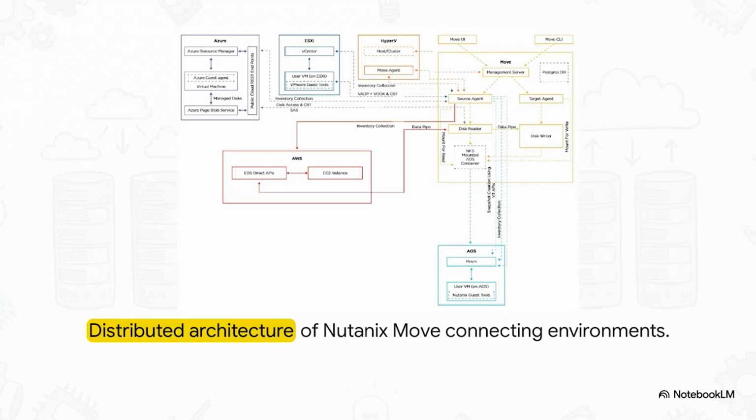Take a moment to just absorb this architectural diagram. Notice the Move management server sitting right there in the middle, orchestrating communication between the source and target environments. You can see the distinct data pipes flowing from your source environments, whether that's ESXi, Hyper-V, or AWS, running through source agents and disk readers straight over to the disk writer and target agent on the right side of the architecture. Understanding that these are interconnected, distinct components orchestrating the flow of data is absolutely crucial for the exam. It's not just a single monolithic pipe, it's a really carefully coordinated system.